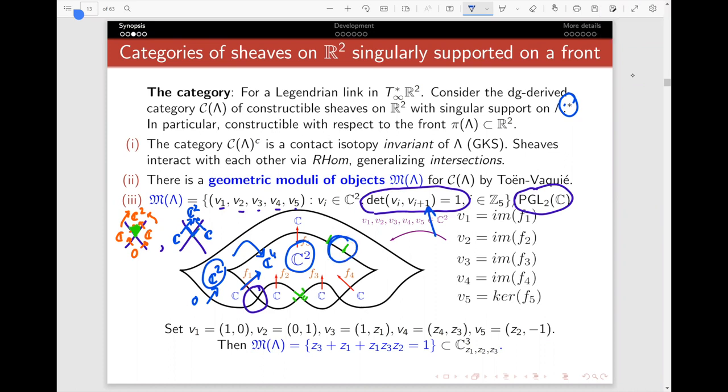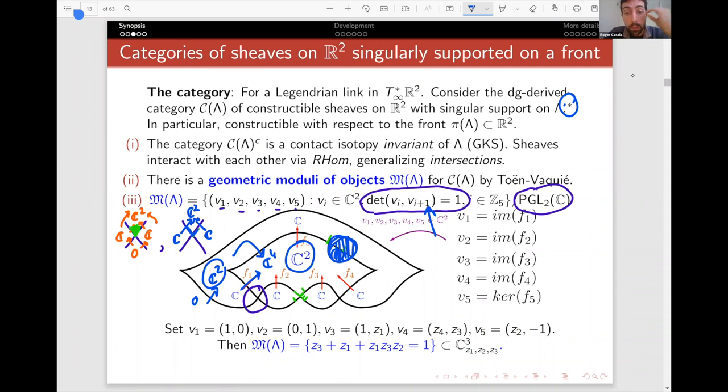I can compare global sections here and then here. Because this is a singular support, there's going to be a change. The cone of that restriction functor, which is measuring the difference, is a non-trivial vector space, complex in general. And sure.